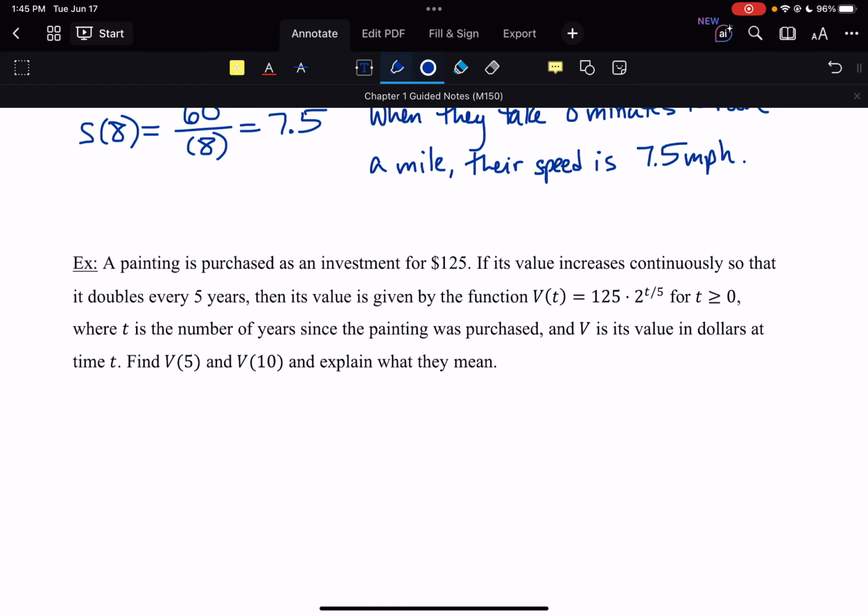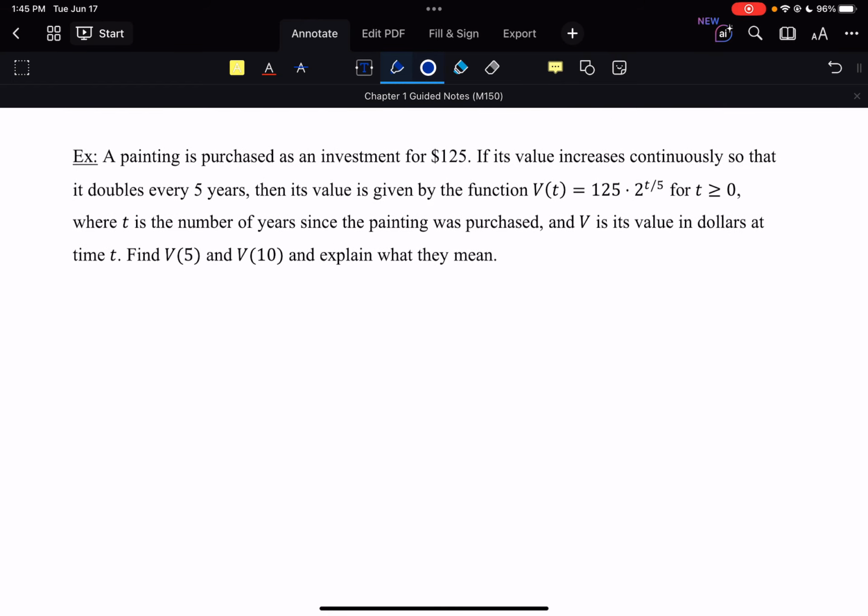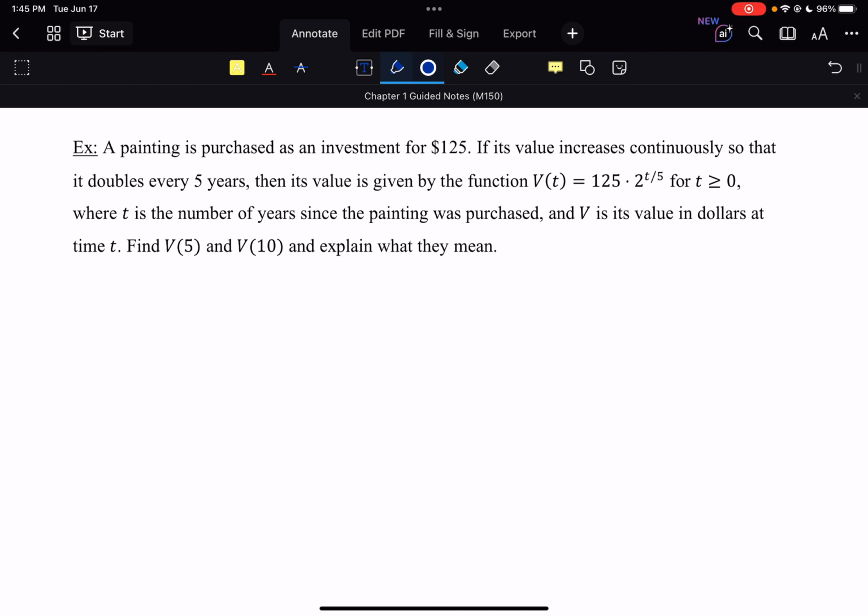A painting is purchased as an investment for $125. If its value increases continuously so that it doubles every 5 years, then its value is given by this function v of t, which is 125 times 2 to the t over 5 power for t greater than or equal to 0, where t is the number of years since the painting was purchased, and v is its value in dollars at time t. Find v of 5 and v of 10 and explain what those mean. So let's do the calculation first. So we need v of 5, v of 10, and explain.